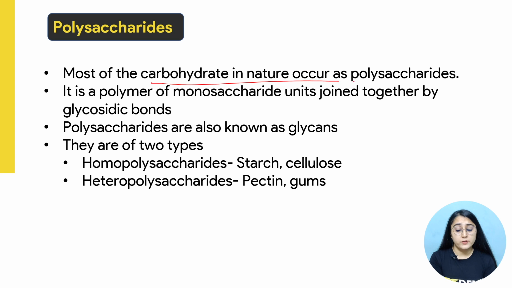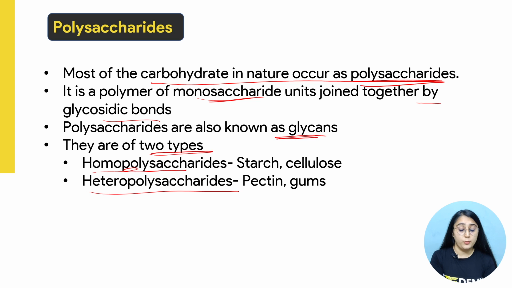So most of the carbohydrates in nature occur as polysaccharides, and it is a polymer of monosaccharide units joined together by glycosidic bonds, as we have just seen that they are formed by glycosidic bonds. So they are also called glycans, and they can further be of two types: homopolysaccharide or heteropolysaccharide.